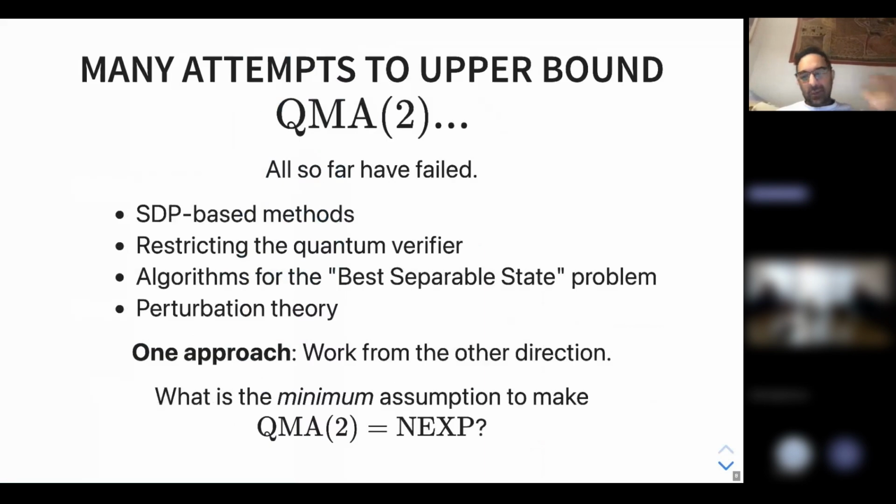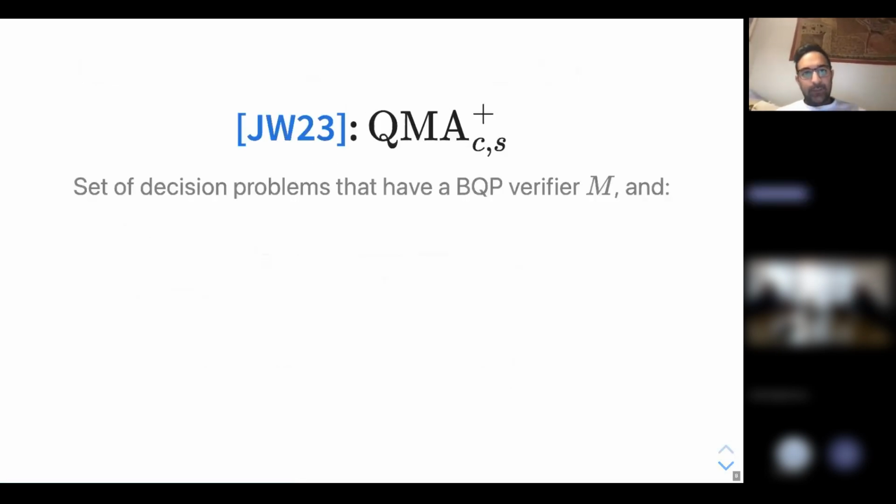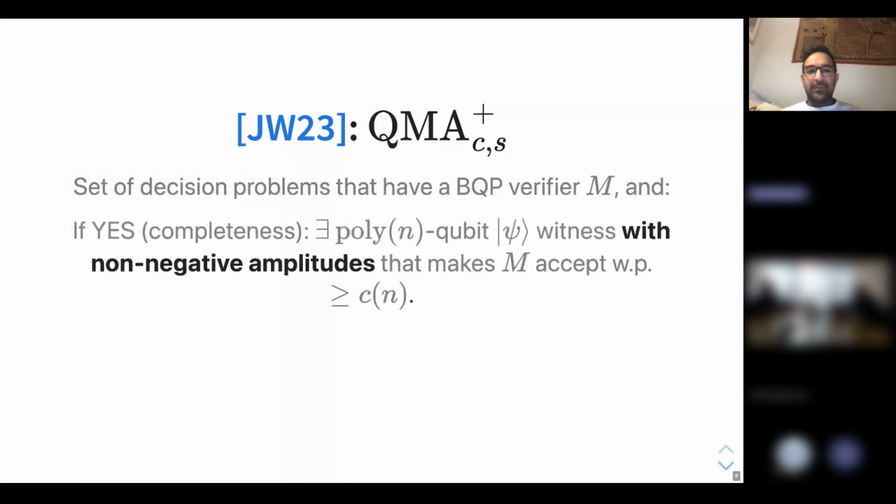Okay, so I'll tell you about one quick approach that people tried to prove QMA2 plus this assumption is equal to NEXP. And this was the motivation for the paper I wrote. So these authors, Geronimo and Wu, define these classes QMA plus and QMA2 plus. And what does the plus stand for? Basically I'm going to make all of the amplitudes of the state have to be non-negative. So they have to be real and non-negative.